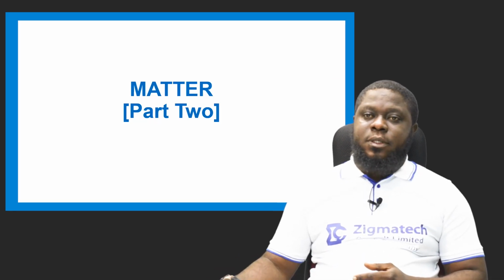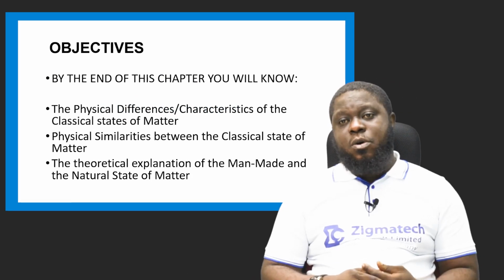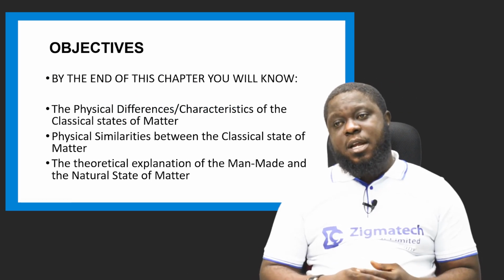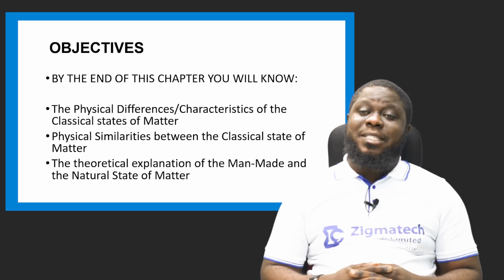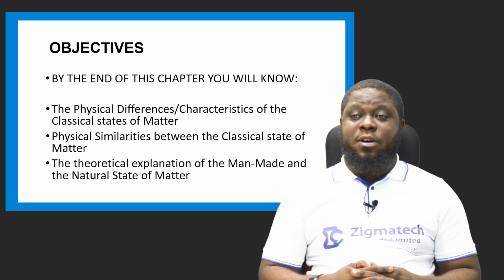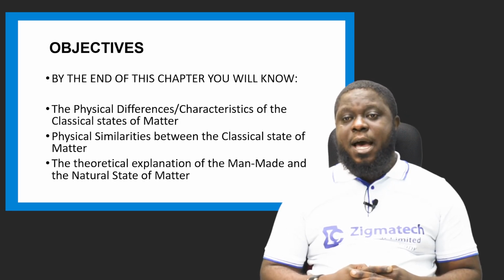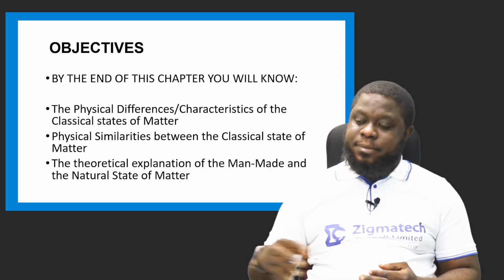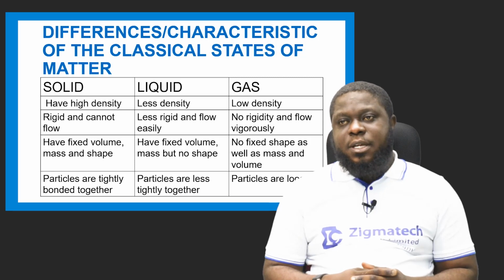Now, the objective of today's lesson: by the end of this chapter, you will know the physical differences and characteristics of the classical states of matter, the physical similarities between the classical states of matter, and the theoretical explanation of the man-made and the natural state of matter. Now, differences and characteristics of the classical states of matter.